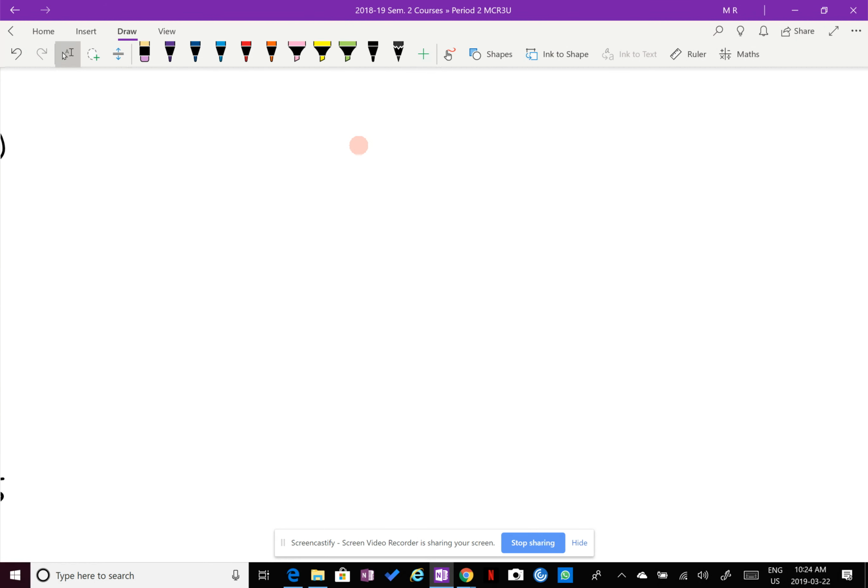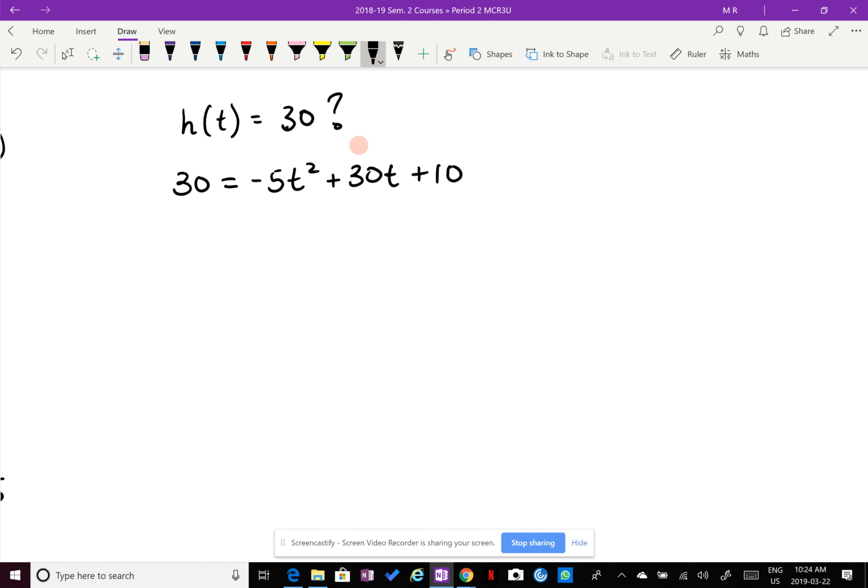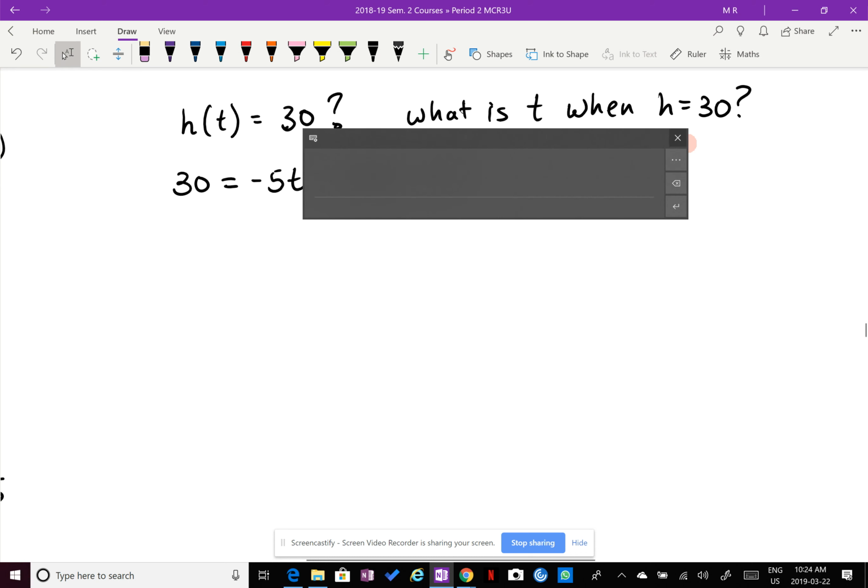So here I have height. When is h of t equal to 30 meters? That's the question. So into my equation, I'm going to put h equals 30, and then write out the rest of my equation on the right side, negative 5t squared plus 30t plus 10. So the question is, what is t when h equals 30? So I have a new equation to solve.